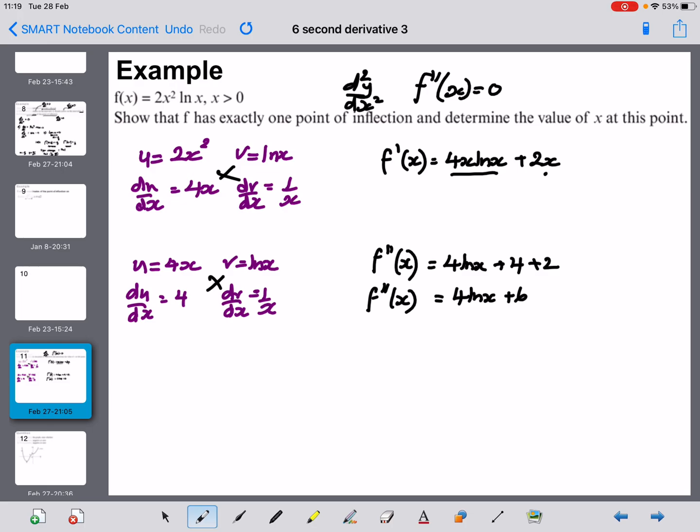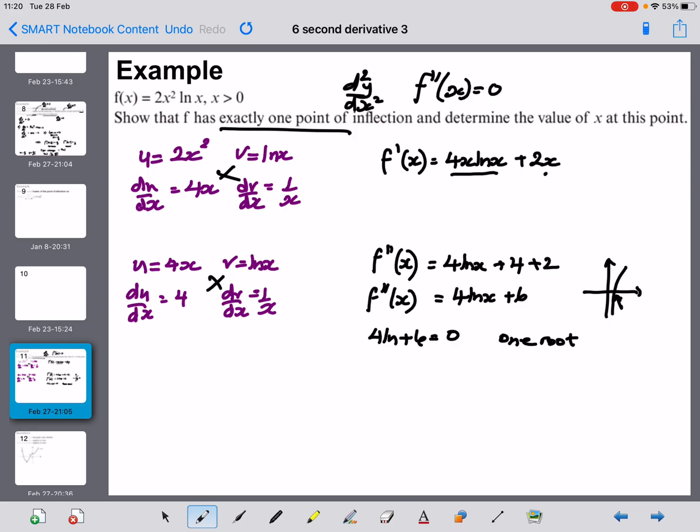Okay, now we know that 4 natural log x plus 6 is related to the graph of natural log x. There is only one point of intersection. It's only going to cross the x-axis once. Therefore, if we try and solve 4 log x plus 6 equal to 0, there will only be one root. So 1 point of inflection.